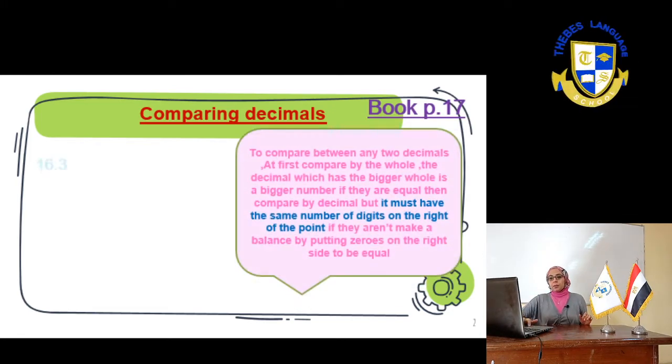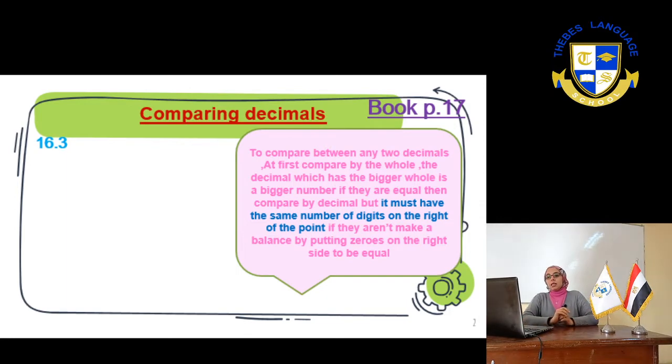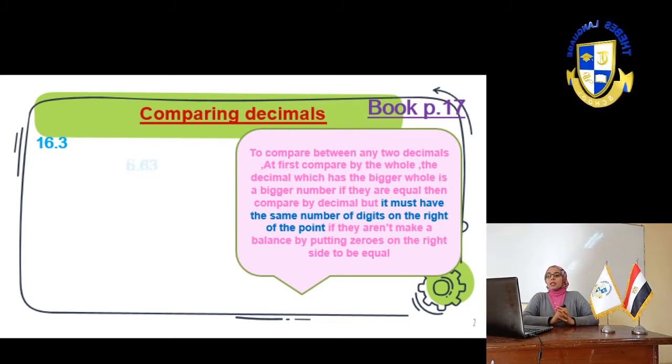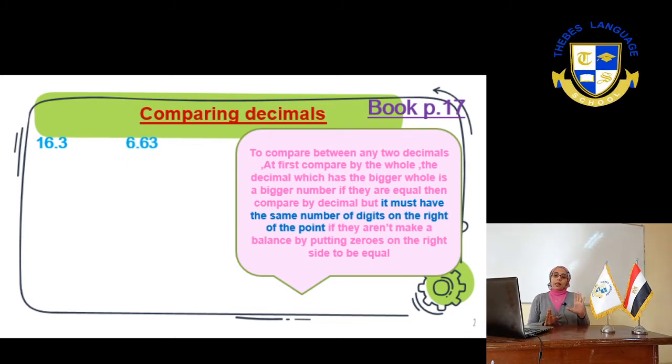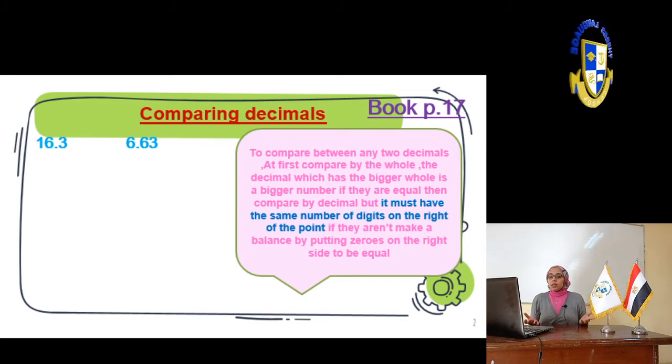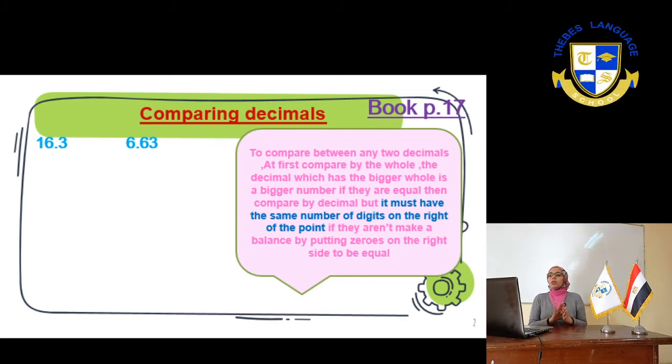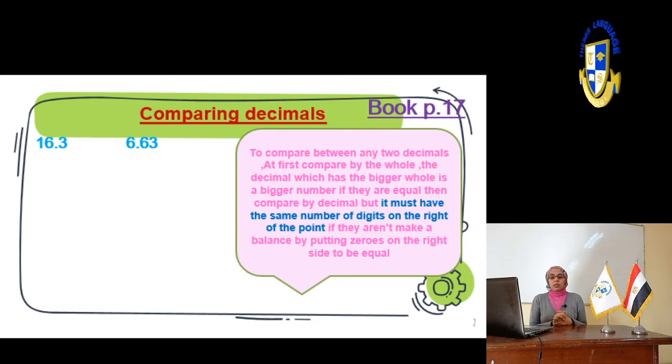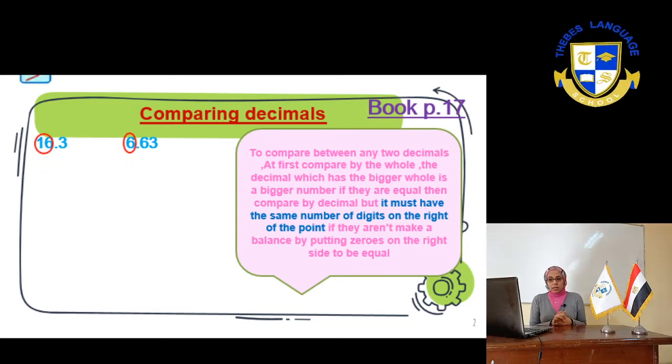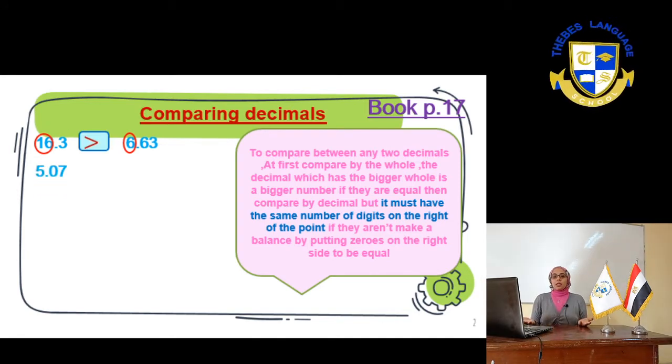Let's start. If we have 16.3 and 6.63, which is bigger? 16.3, here, at first compare the wholes, 16 and 6. Which is bigger? 16, of course. So, we don't care about the decimal. The first side is bigger. Next, 5.07 and 6. Which is bigger, 5 or 6? 6, of course, is bigger.